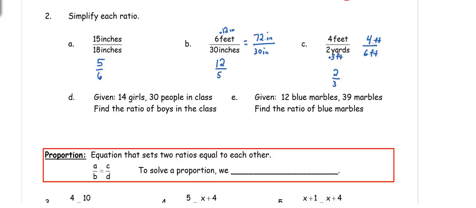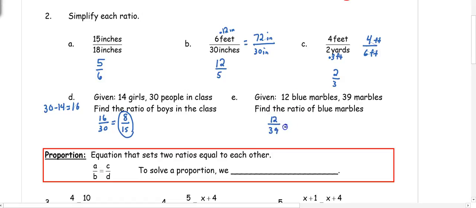D, given that there are 14 girls and 30 people in the class, find the ratio of boys in the class. So if there's 30 people total, we can subtract the girls, and we know that there's 16 boys. So our ratio would be 16 over 30. And we can divide both of those by 2 and get 8 over 15 as our reduced ratio. E, there's 12 blue marbles out of 39 total marbles. So we want to find the ratio of blue marbles. So we're going to take the blue marbles and divide by our total marbles and reduce, and we get 4 over 13 because we can divide both numbers by 3.